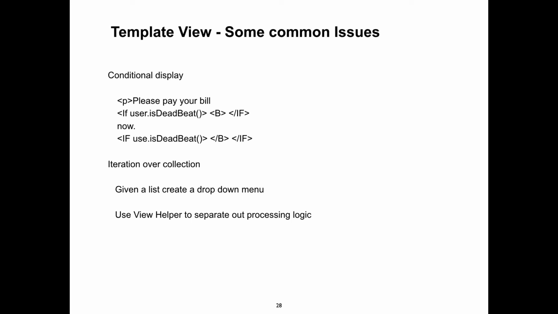I mean, how do you do if statements, right? How do you iterate over a collection to get a list or drop-down menu? How do you keep a lot of the logic separate from the GUI? Well, but the HTML is a GUI part, right? So your logic is embedded inside of it.